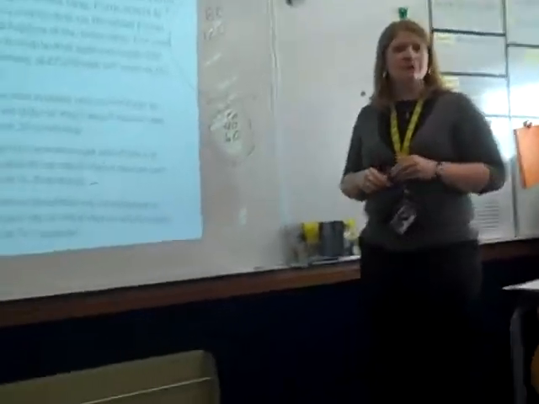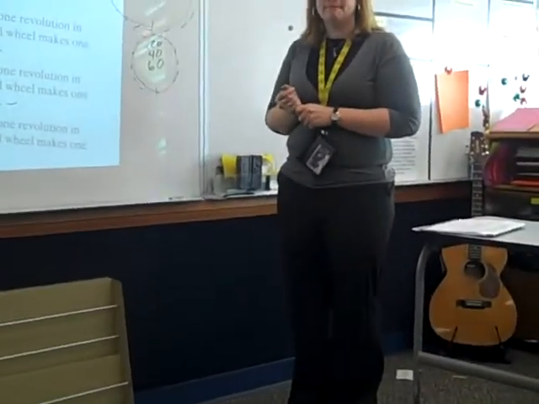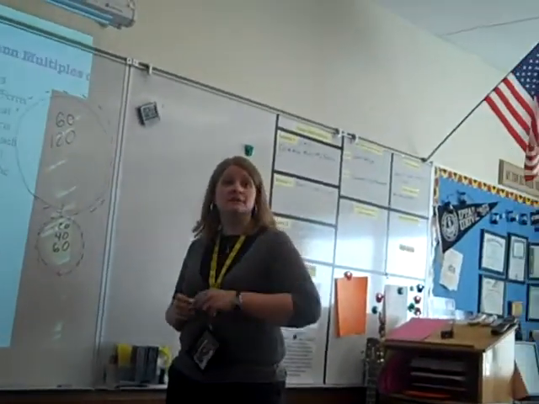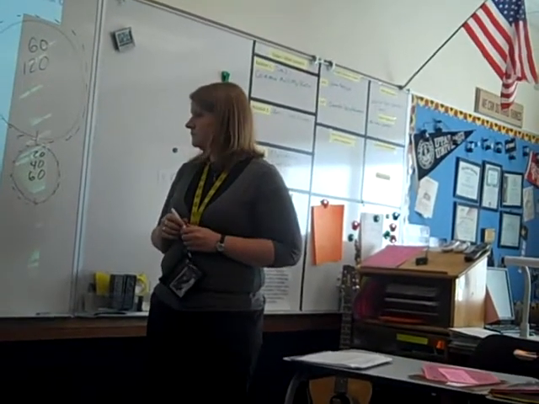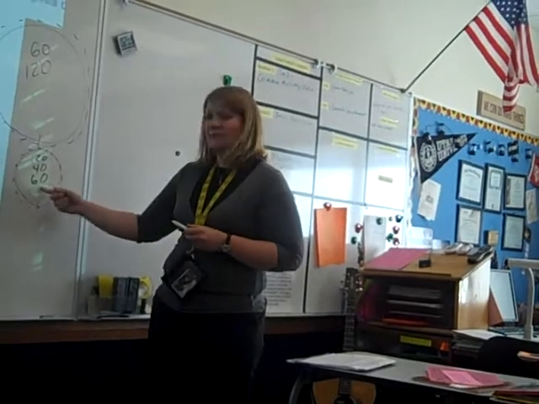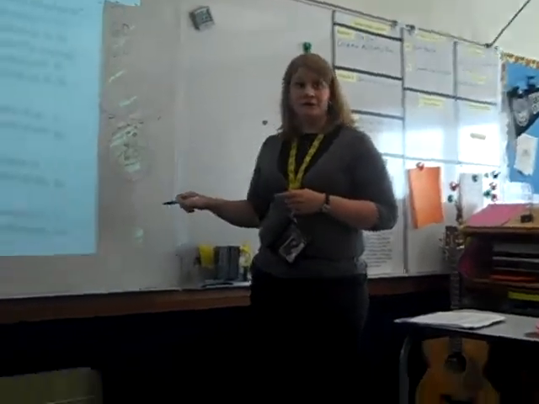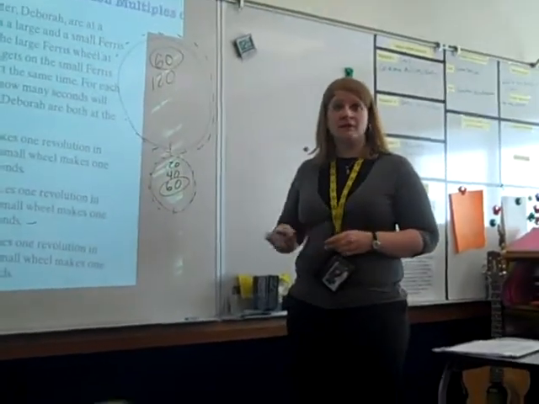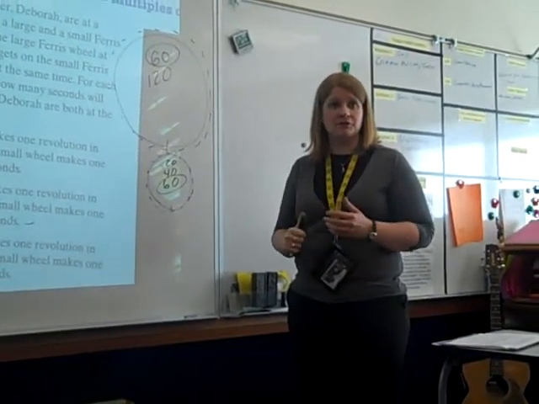So when are they going to be at the bottom at the same time? What's the first time that they're both going to be at the bottom of the Ferris wheel? Well, when they both start, they're both going to be at the bottom. But when's the next time? After the small Ferris wheel has gone 3 times around, after 60 seconds, this one's going to be at the bottom, and it's the first time around for the big one. So that's the first time that they are going to be at the bottom at the same time.